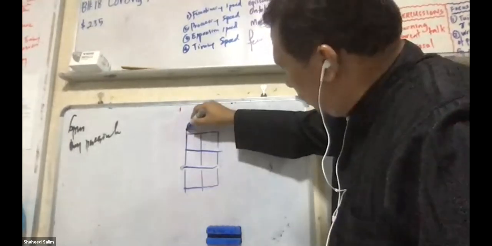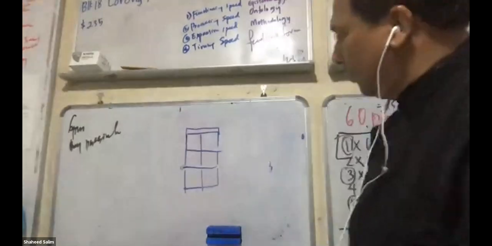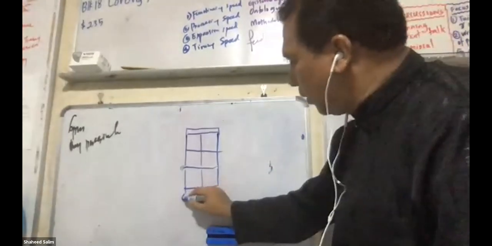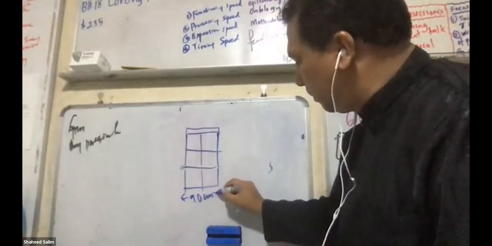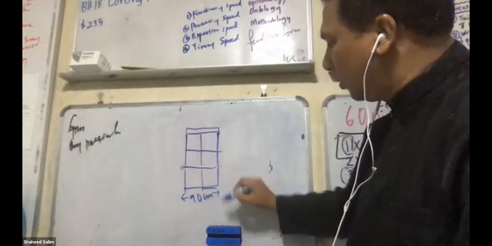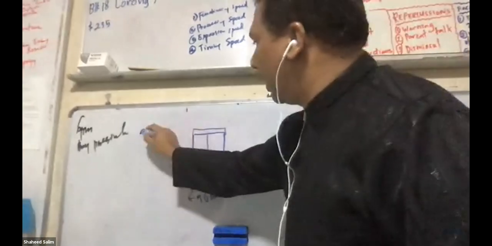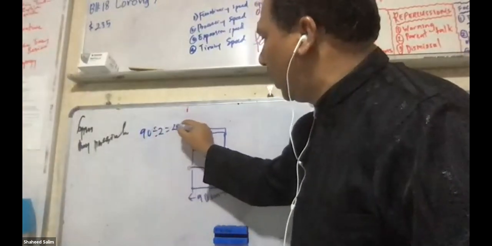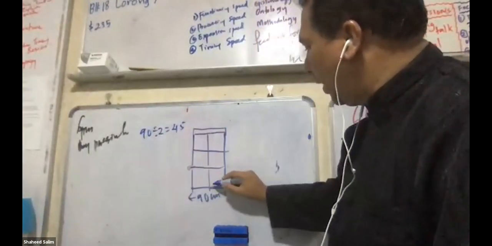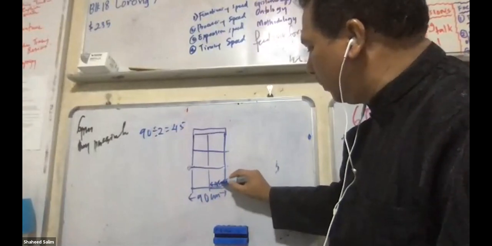Okay, I didn't draw so nicely, but let's say it's like that. They say from here to here is 90 cm. So I can find the breadth. What is the breadth? The breadth is 90 divided by 2, I get 45. So 45 is from here to here, 45 cm.